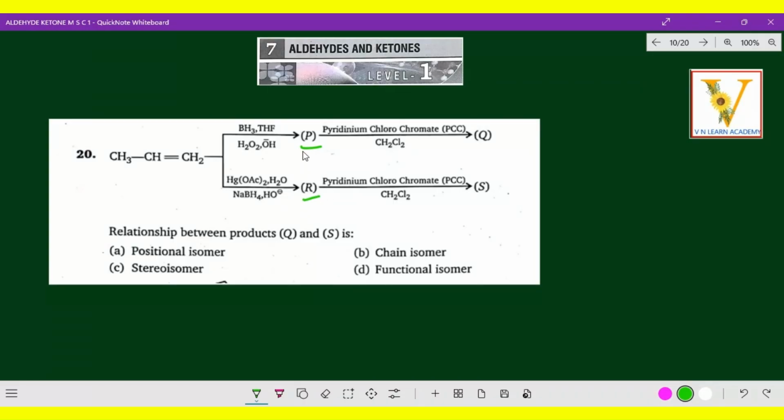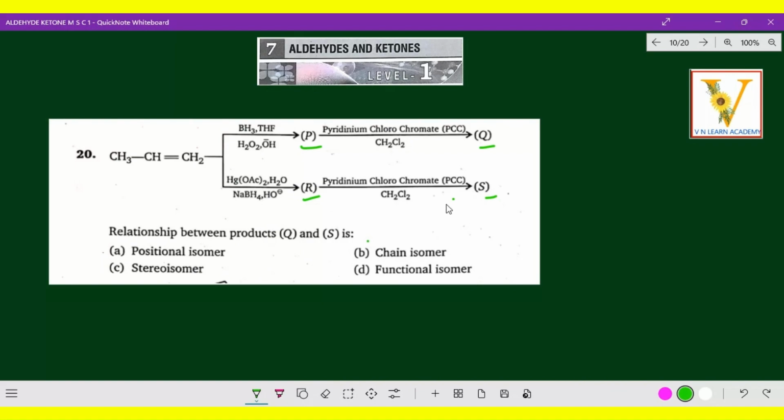So P and R, you are getting different products, undergoing reaction with PCC, pyridinium chlorochromate. You are getting Q and S. So Q and S, generally you are getting that product. What is the isomer relationship between the products Q and S: positional isomer, chain isomer, stereo isomer, or functional isomer? In that we have to identify which is the correct option.